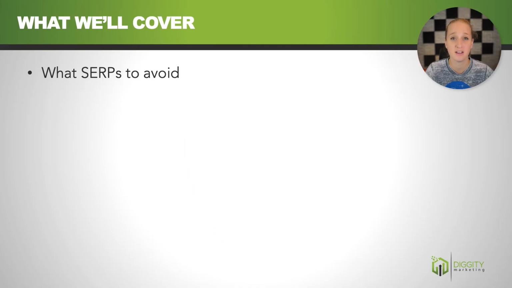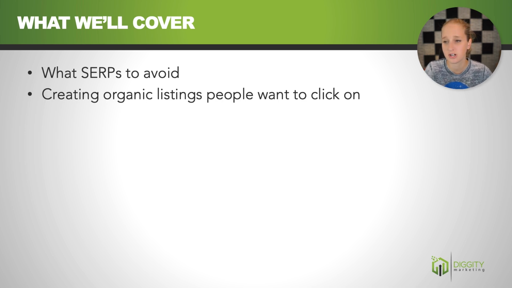So what we're going to cover today, the first thing that's really important, and I see it's often overlooked, is actually SERPs that you should be avoiding. So these are SERPs that may have more SERP features, more ads, stuff like that, that makes your organic listings harder to find. I'm also going to talk about creating organic listings that people want to click on. So essentially some tips on optimizing your titles and your descriptions, not only to rank better, but to get a better click-through rate as well.